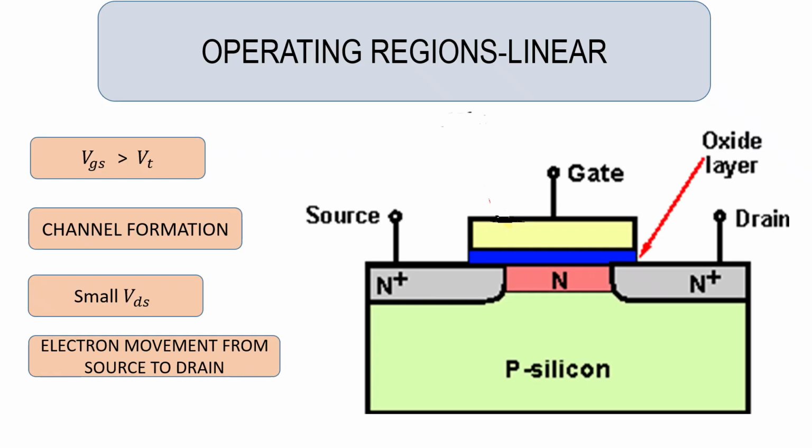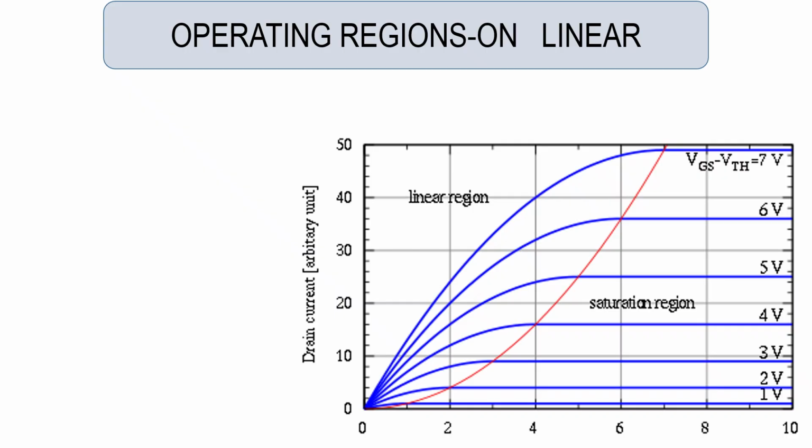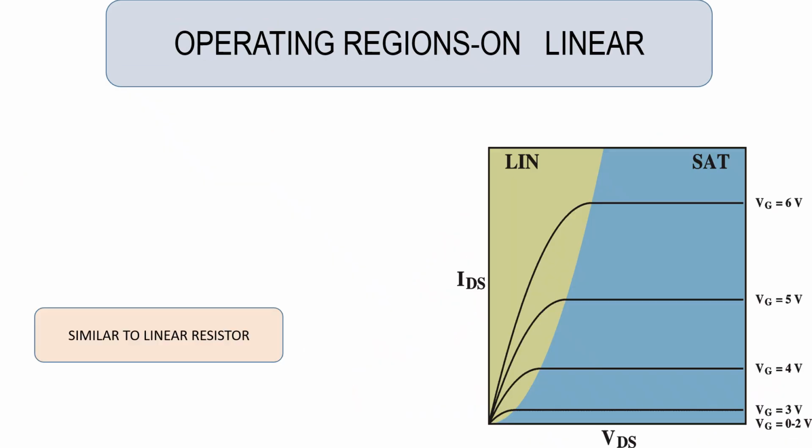Let VGS be greater than VT. Due to this, a channel is formed. Now apply a small VDS. The carriers, or the electrons, in the channel start moving towards the drain. The MOSFET is said to operate in the linear region now. It's because the current IDS has a linear increase with voltage. It is also called the ohmic region.